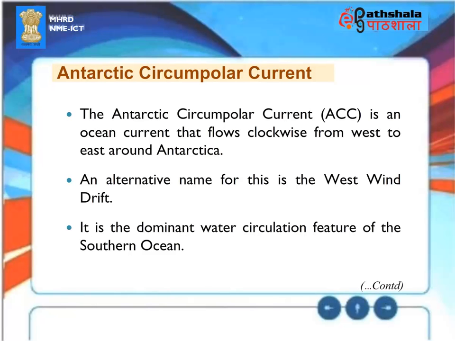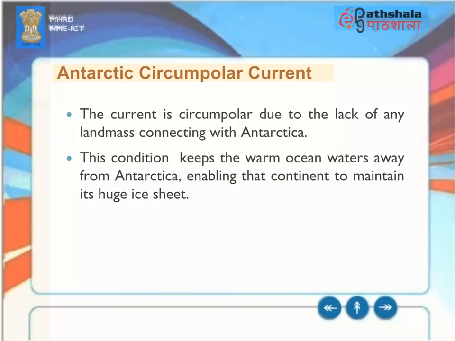An alternative name for this is the west wind drift. It is the dominant water circulation feature of the Southern Ocean. The current is circumpolar due to the lack of any landmass connecting with Antarctica. This condition keeps the warm ocean waters away from Antarctica, enabling that continent to maintain its huge ice sheet.